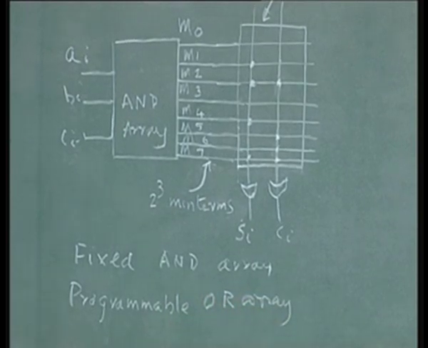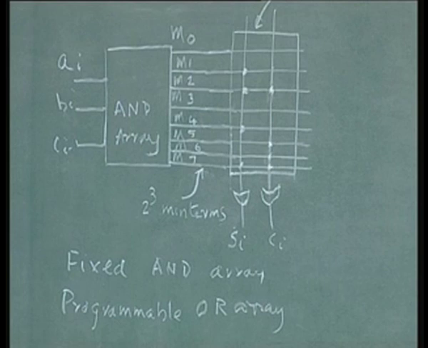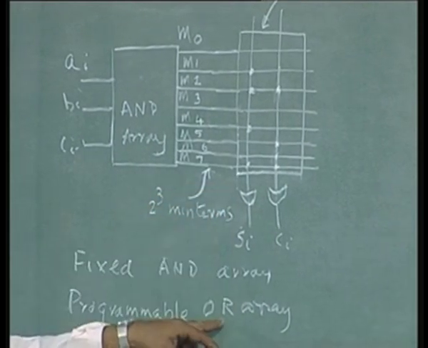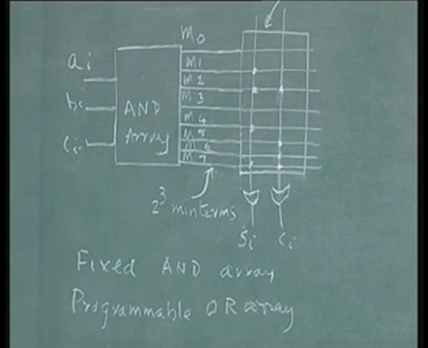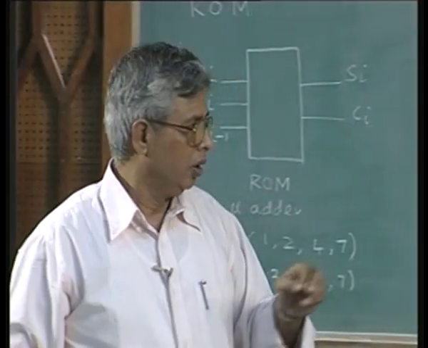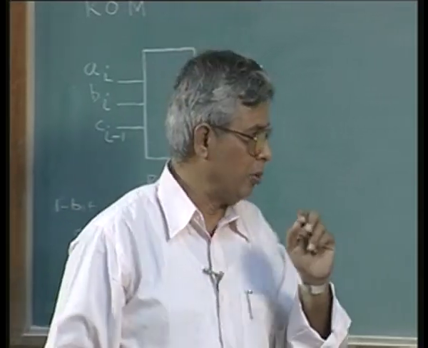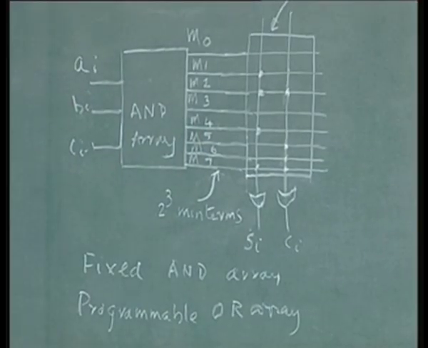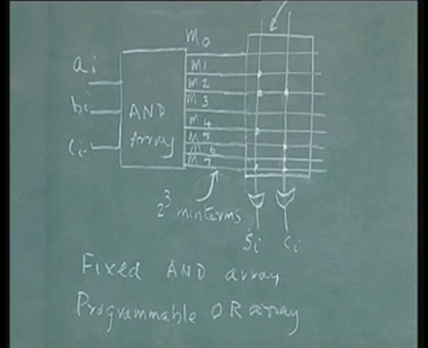What is the programmability about this? The programmability comes because I can give different inputs to the OR array, but that means I should have the technology. That means I should have the gate inputs which can be switched between various min terms. We will not go into the technology of this. That is not in the scope of this design. But I want to tell you, in that case you cannot call it ROM, read only memory.